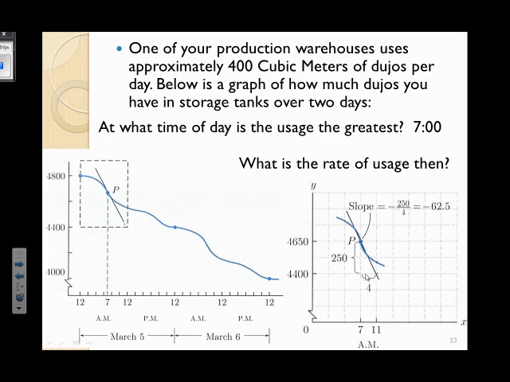The change in x is here. It's not 1 because it's from 7 a.m. to 11 a.m., which is 4 hours. So the change is 250 over 4. And we notice, of course, that the slope is going down, so it's going to be negative. So the slope would be minus 250 over 4, which is minus 62.5.